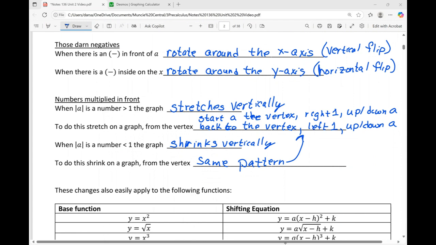This was probably a very difficult section to understand, so we'll do more examples as we go on, but very, very important topic within graphing by translation.